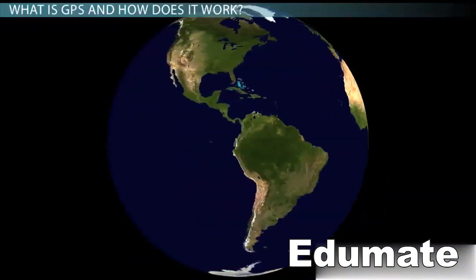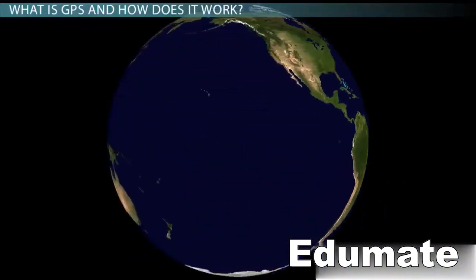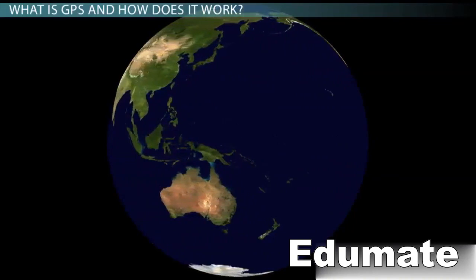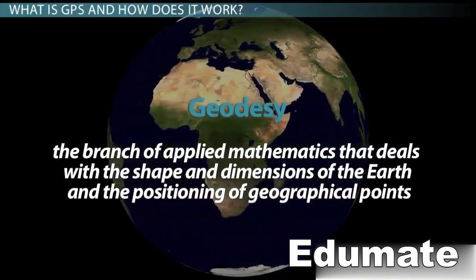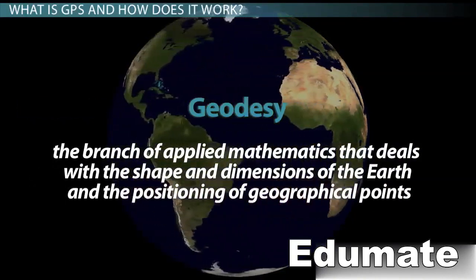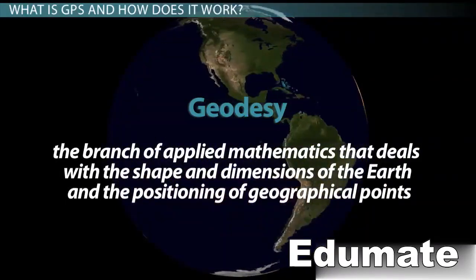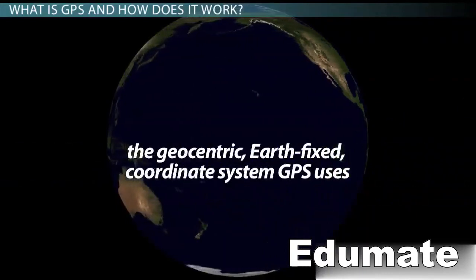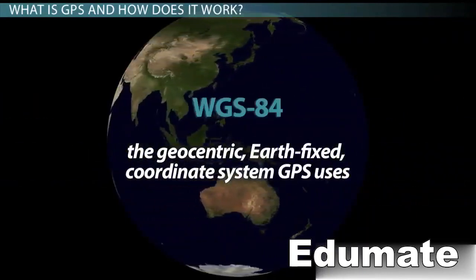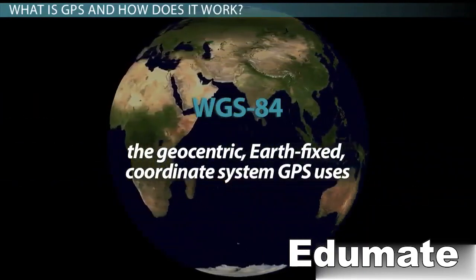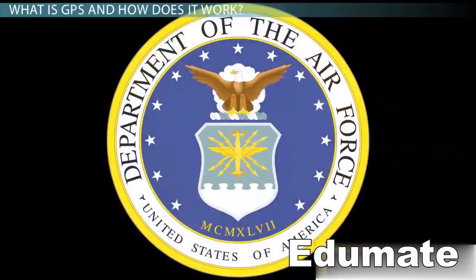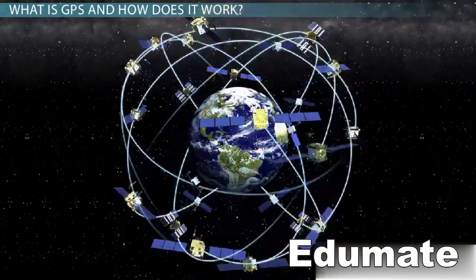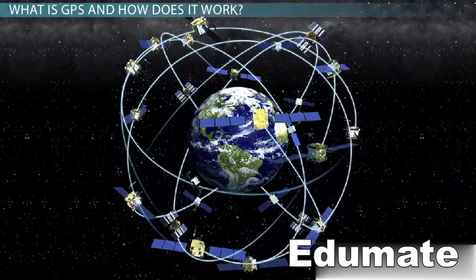That being said, GPS is probably the best example of geodesy there is. Geodesy being the branch of applied mathematics that deals with the shape and dimensions of the Earth and the positioning of geographical points. The geocentric Earth-fixed coordinate system GPS uses is known as WGS 84, which stands for the World Geodetic System. The U.S. Air Force ensures that at least 24 GPS satellites are online all of the time to allow the system to operate fully.